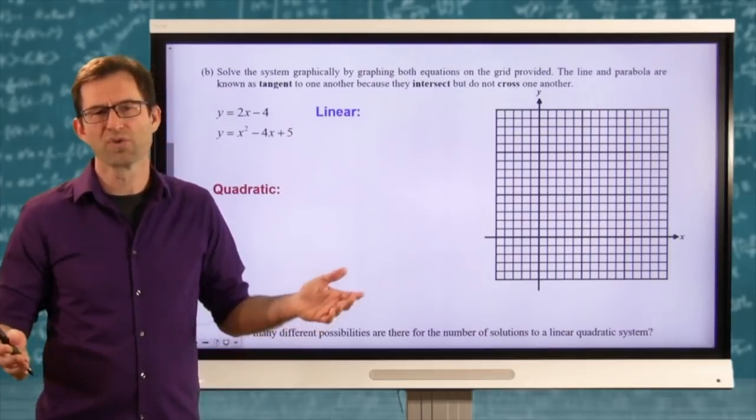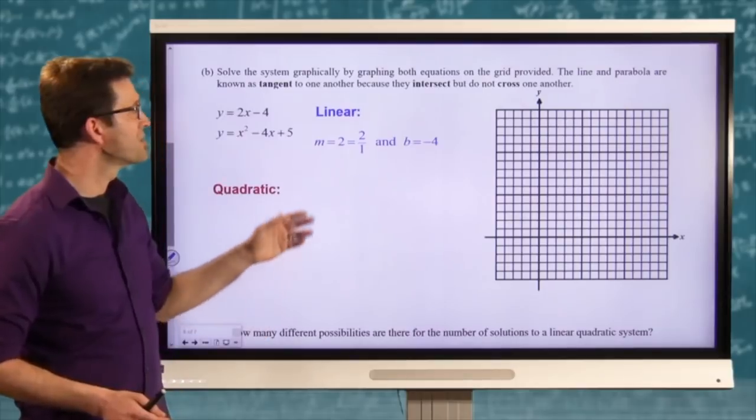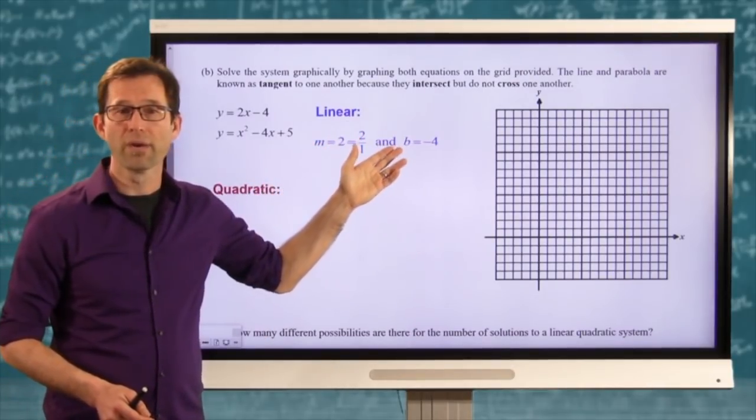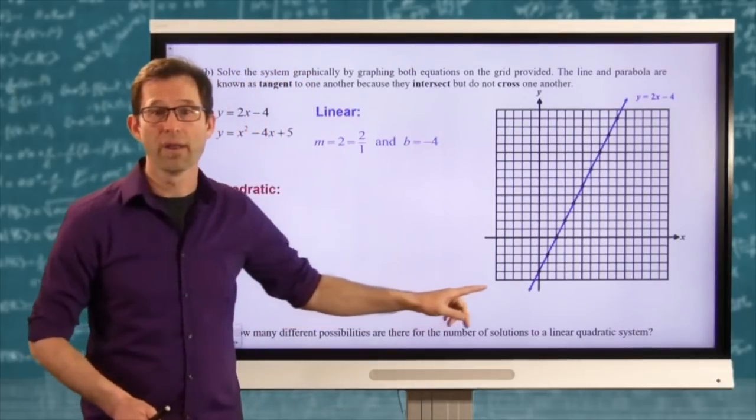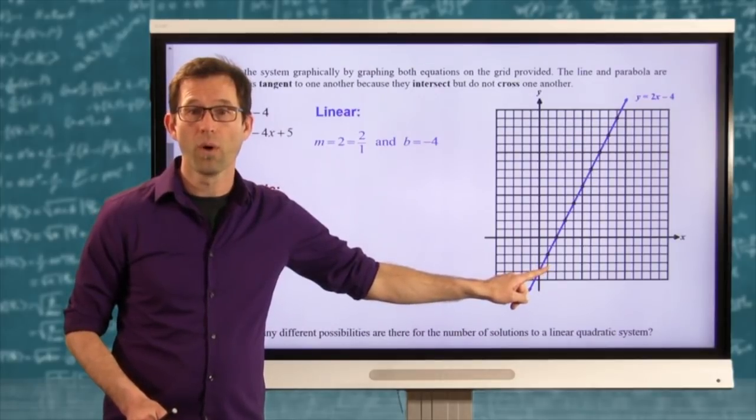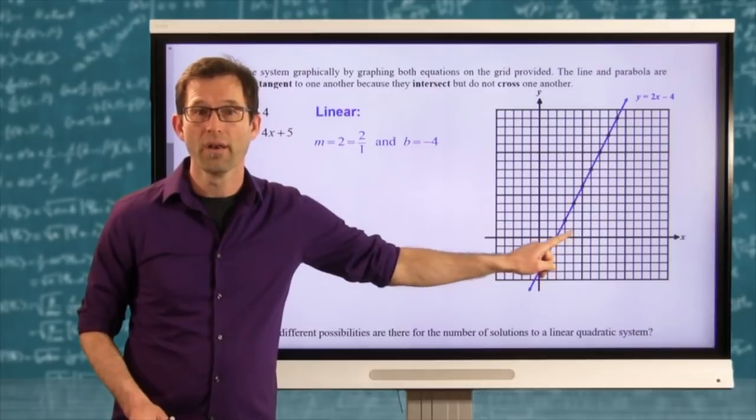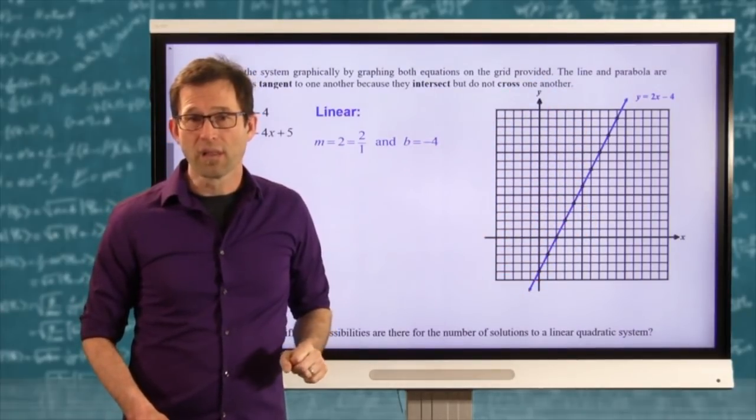All right, well, first I think I'll go linear. My 2x minus 4, right? What I see is that my slope is 2, so 2 over 1. My y-intercept is negative 4, and therefore I can plot my line, right? I can plot my y-intercept at negative 4, and then I can go over 1, up 2, to the right 1, up 2, to the right 1, up 2, etc. And then connect with that nice line.